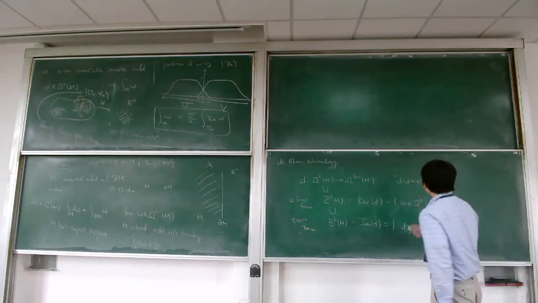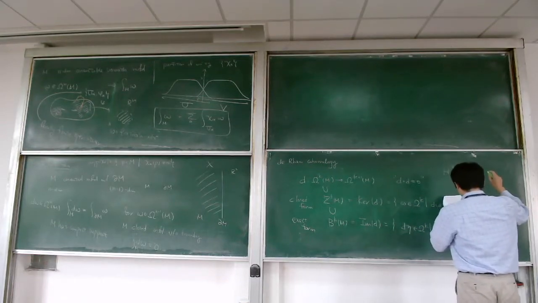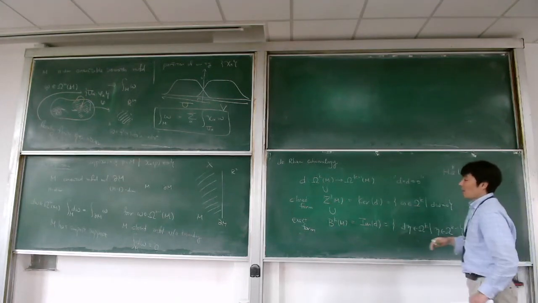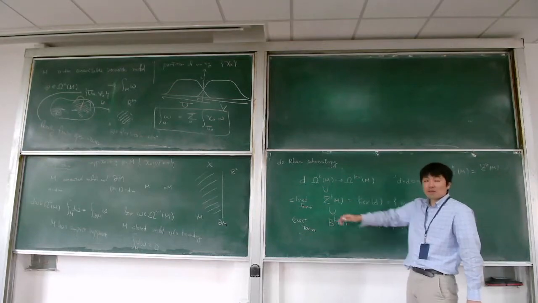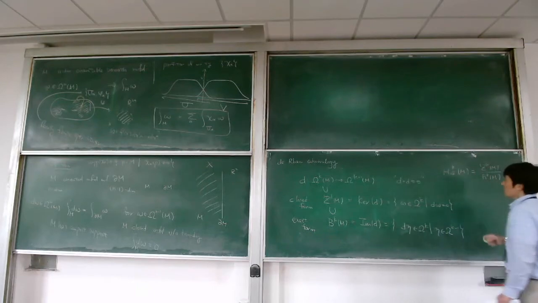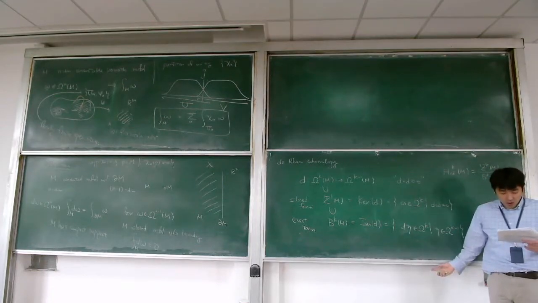And de Rham did something very, very simple, but a very clever thing. Again, here it's a vector space, so we can have the quotient space. This is the construction of de Rham cohomology. You just divide Z^k by B^k as a quotient space. This is de Rham cohomology.